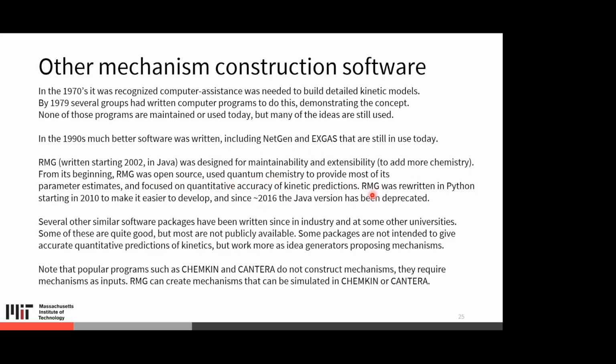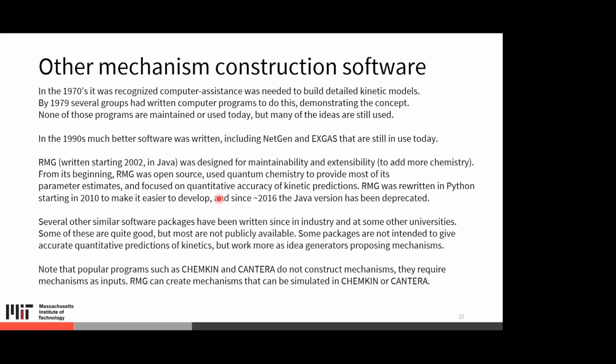And in around 2010, Richard West and one of my students, Josh Allen, as a skunkworks project, decided to write a version in Python. The purpose of that was just to make it easier to develop. So Java's not that bad, but Python's even easier to develop in. And from about 2016, we stopped working with the Java version, and we switched fully over to the Python version. And that's the Connie Gao paper, which reports the Python version.